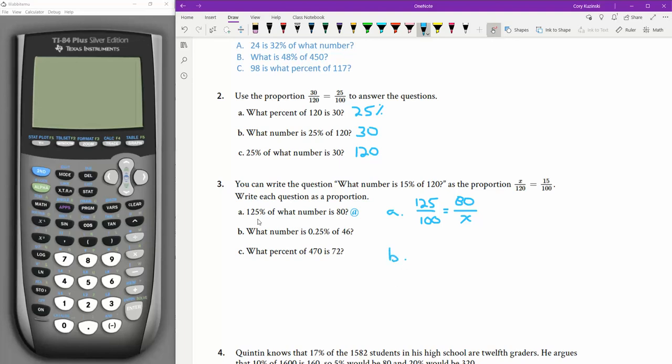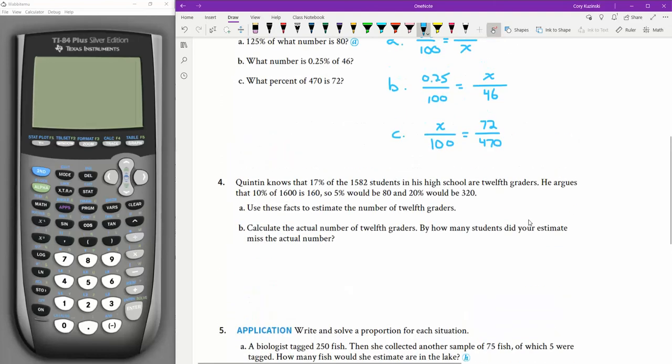B, what number is, okay, you set it up like this. We put the 100 here. What number is, that's my is, 0.25% of 46. 46 goes on the bottom there. What percent of 470? Okay, what percent, so I don't know the percent, of 470, the of goes on bottom, is 72. There we go. I haven't even had to solve one yet.